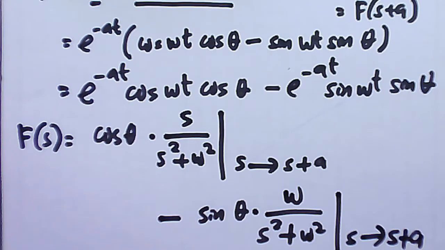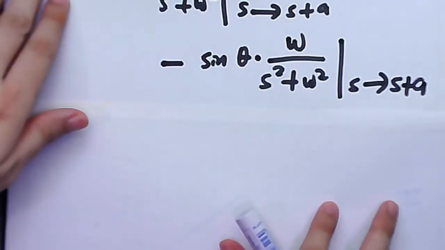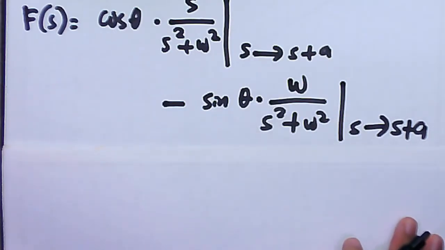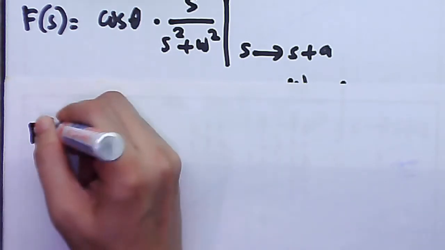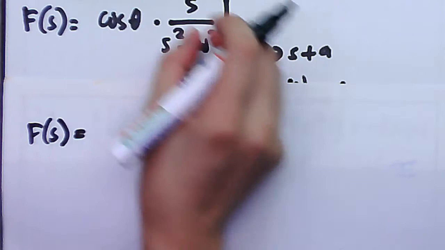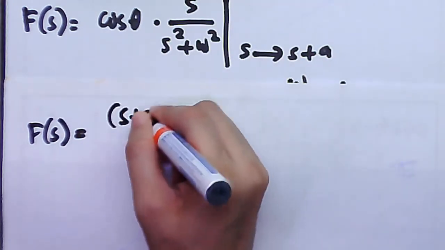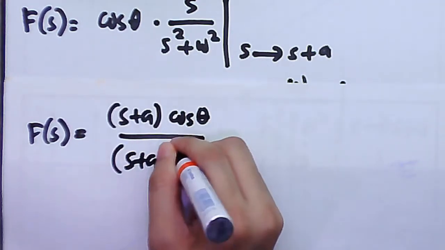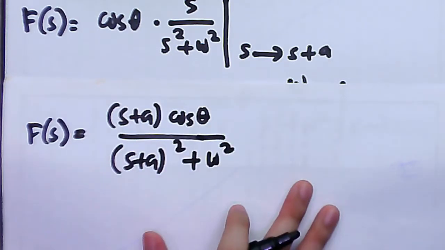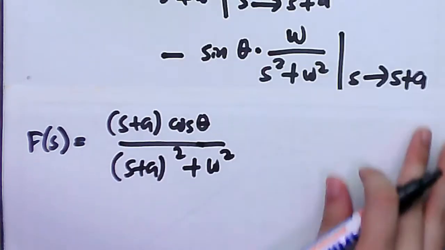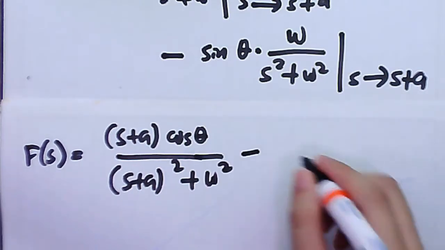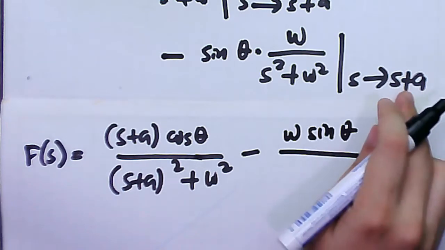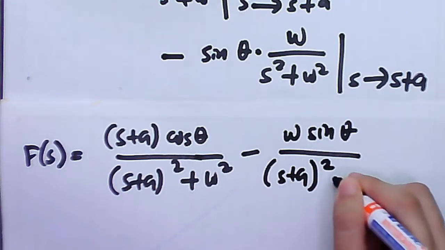Okay? Now, simplifying that, simplify natin yung unang term. So, we would have F of s equals, ito, yung s na to, papalitan natin ng s plus a. So, this is s plus a times cosine of theta divided by, again, yung s na to, papalitan ng s plus a. So, s plus a square plus omega square. Yan yung first term nyo. Yung second term nyo naman, ito, minus omega times sine theta divided by s plus a square plus omega square.